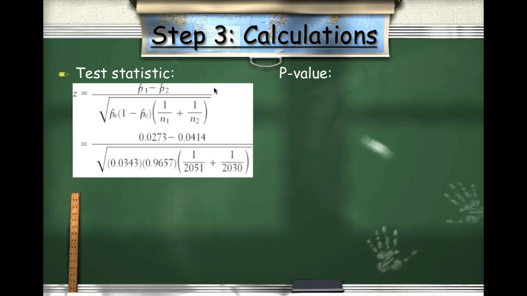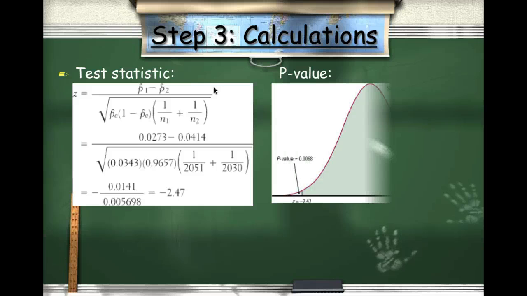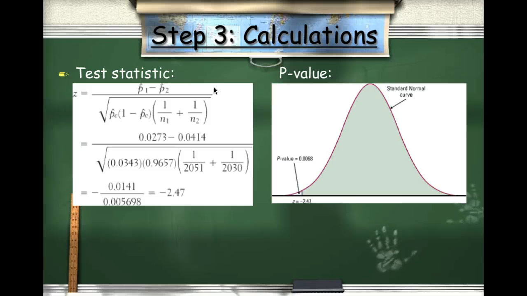Now if I plug in my proportions in this case, my sample sizes, I get a z-score of -2.47. Now if I sketched my distribution, assuming that the difference, the mean, is 0, I get a z-score at -2.47. Notice I get a very, very small p-value.